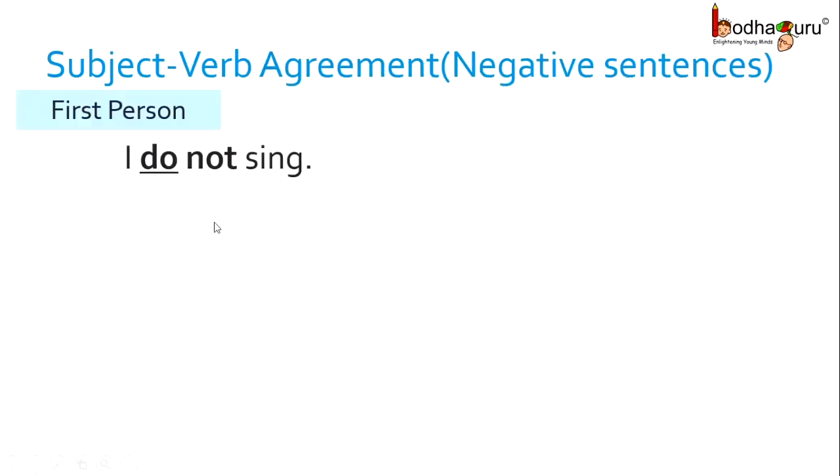Now, what about negative sentences? I do not sing. This is a negative sentence. So, do is used with I. I did not sing. We use did to make a negative sentence in past tense.